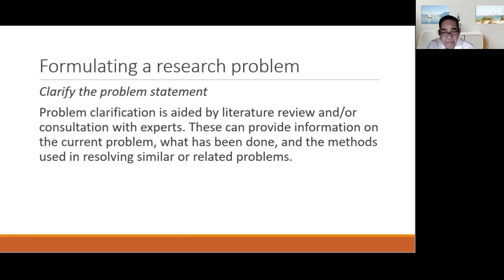And then clarify the problem statement. Again, problem clarification is aided by the literature review and or consultation with experts. They can provide information on the current problem, what has been done, and the methods used in resolving similar or related problems.